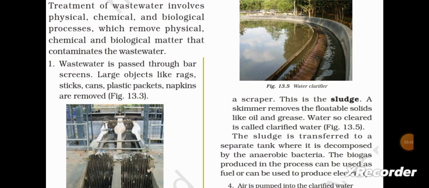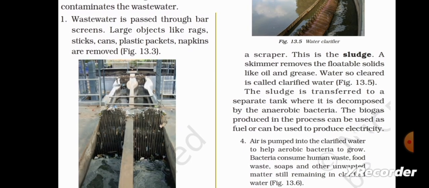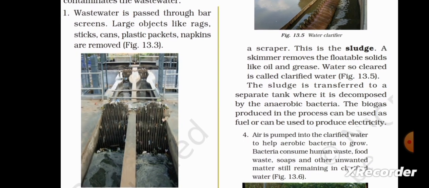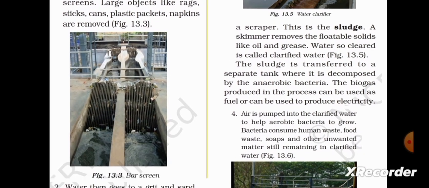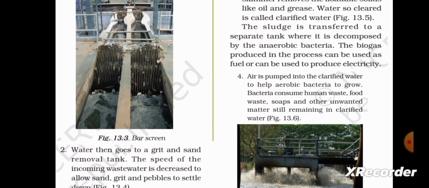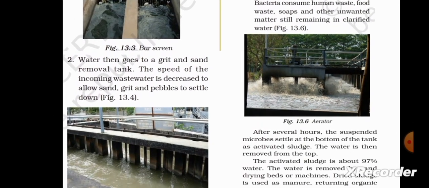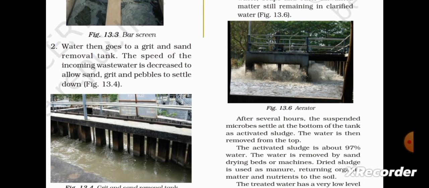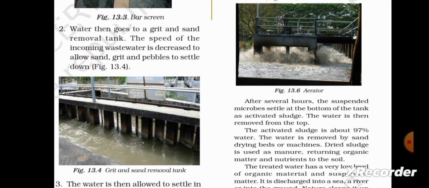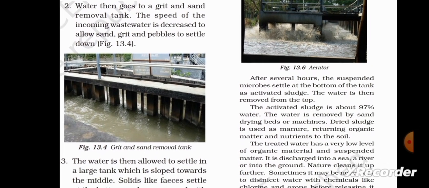Treatment of wastewater involves physical, chemical, and biological processes which remove physical, chemical, and biological matter that contaminates the wastewater. Wastewater is passed through bar screens. Large objects like rags, sticks, cans, plastic packets, napkins are removed. Water then goes to grit and sand removal tank. The speed of the incoming wastewater is decreased to allow sand, grit, and pebbles to settle down.